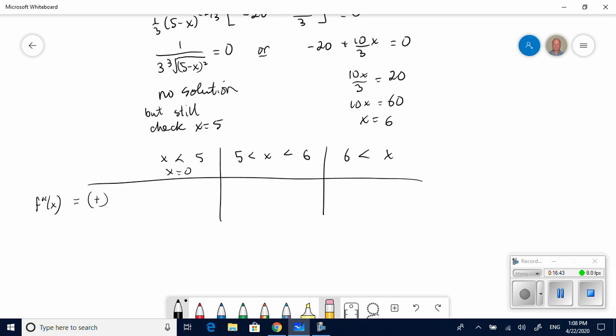Okay. And when x was 0, I put it over here, I'd have a negative 20. So the result here is negative, so it's decreasing. Oh, it's not decreasing, it's concave down in that interval. Okay, the next one, we're going to use x equals 4.